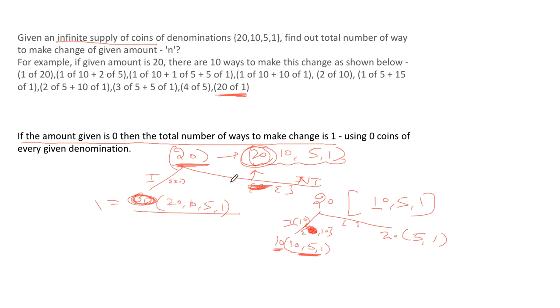20 coins of 1. 1 of 10 plus 1 of 10. There are so many. 5 of 1. Right? 1 of 10 plus 1 of 10 in between. 1 of 10 and 2 of 5. Yeah. Right? So every solution will come.